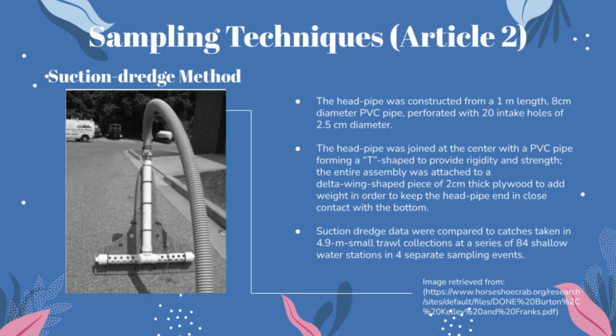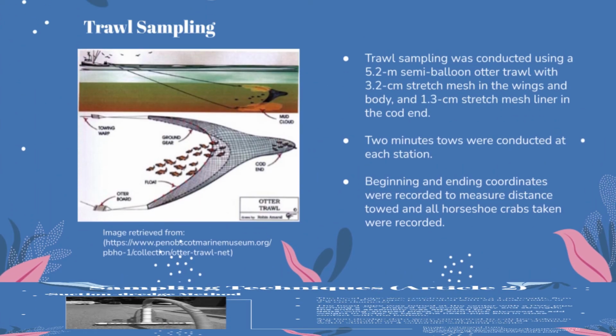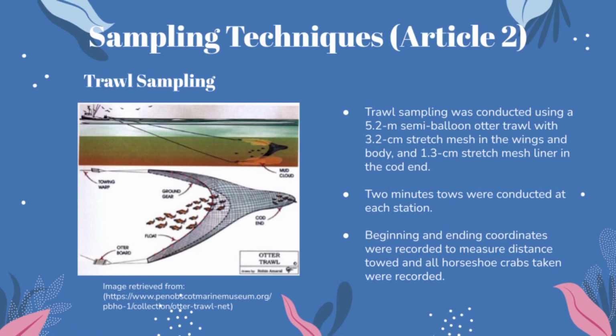Suction dredge data were compared to catches taken in a 4.9 meter small troll collection at a series of 84 shallow water stations in 4 separate sampling events. The second technique that was used is troll sampling. Troll sampling was conducted using a 5.2 meter semi-balloon otter trawl with 3.2 centimeter stretch mesh in the wings and the body, and 1.3 centimeter stretch mesh liner in the cod end. 2-minute tows were conducted at each station. Beginning and ending coordinates were recorded to measure distance towed, and all horseshoe crabs taken were recorded.